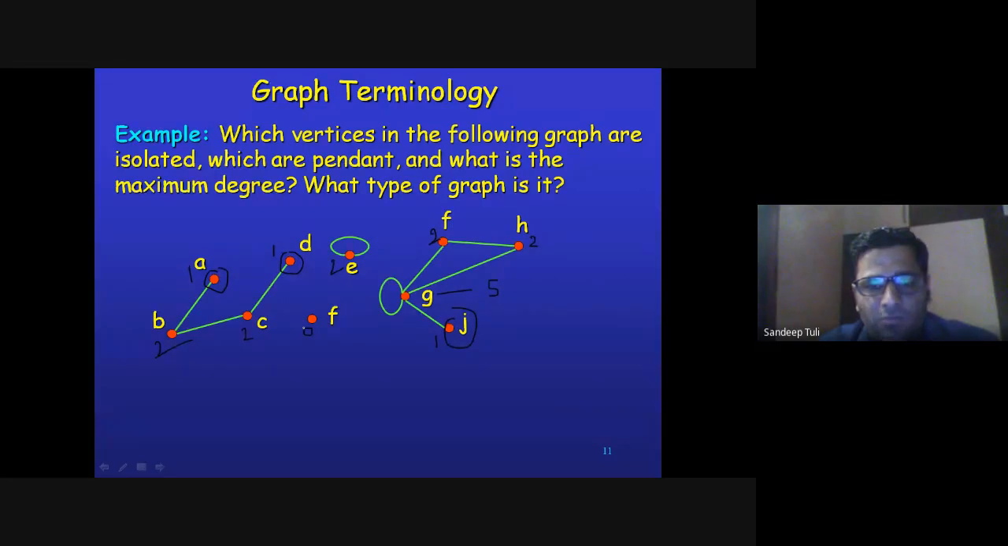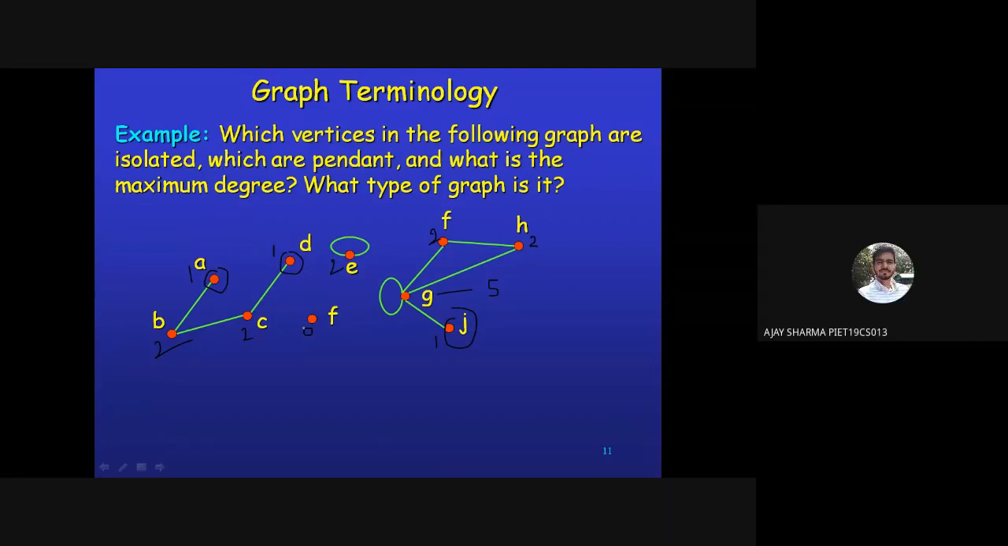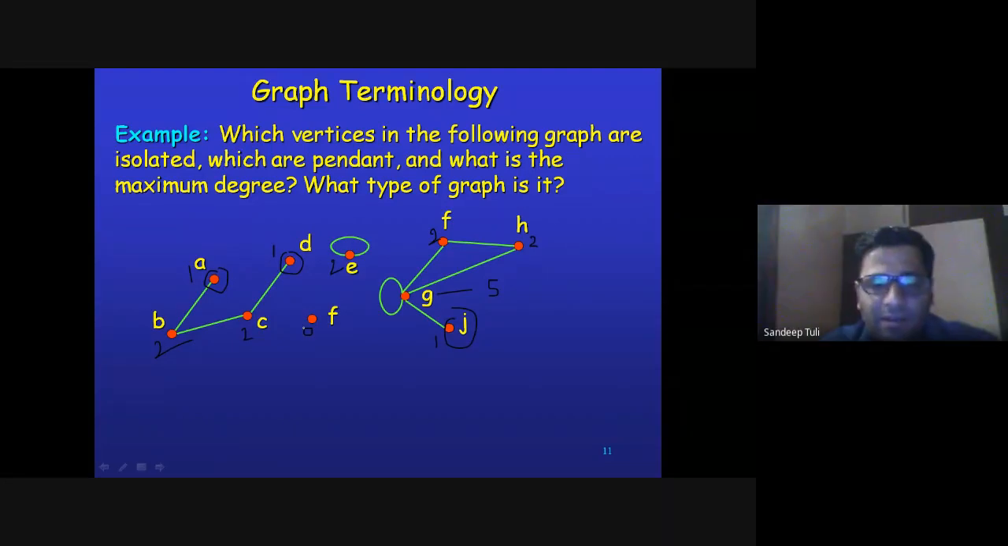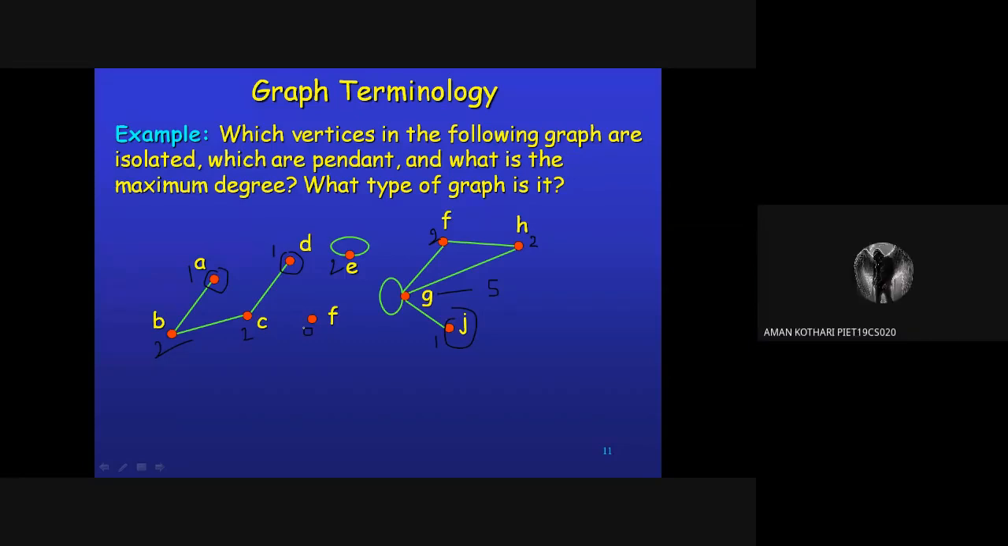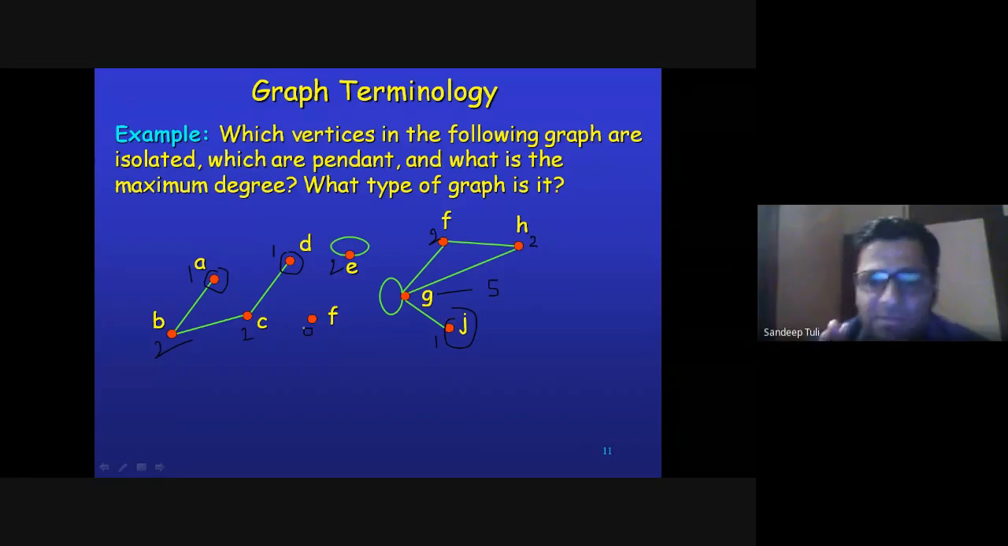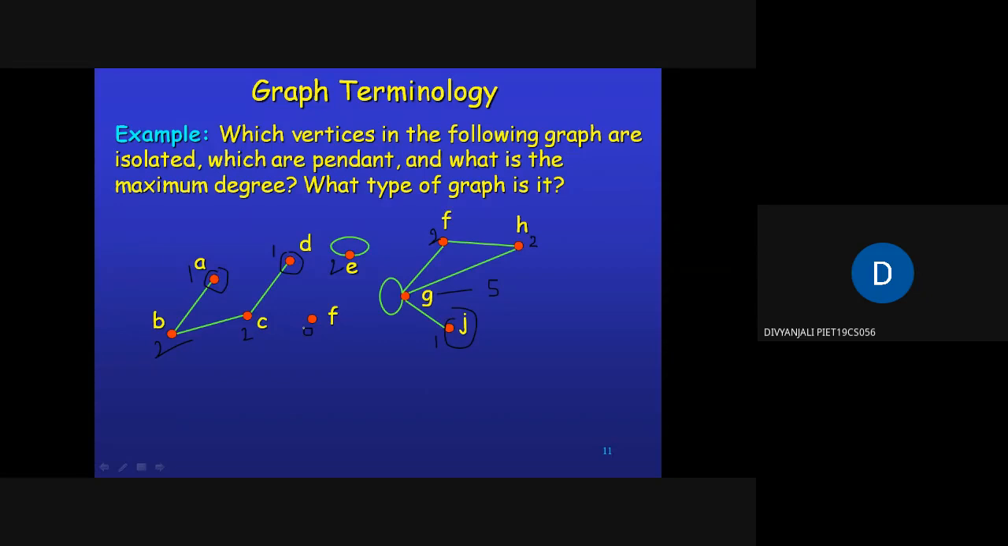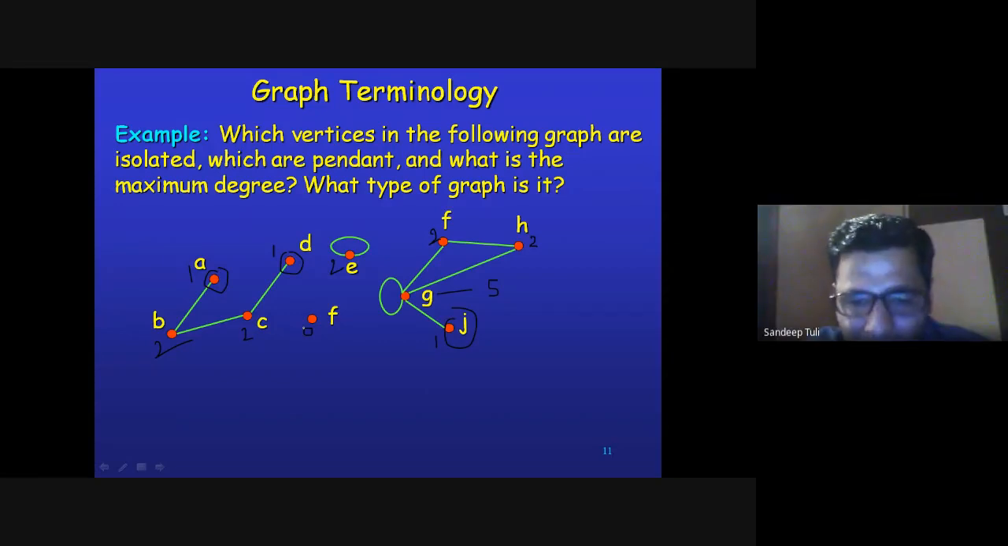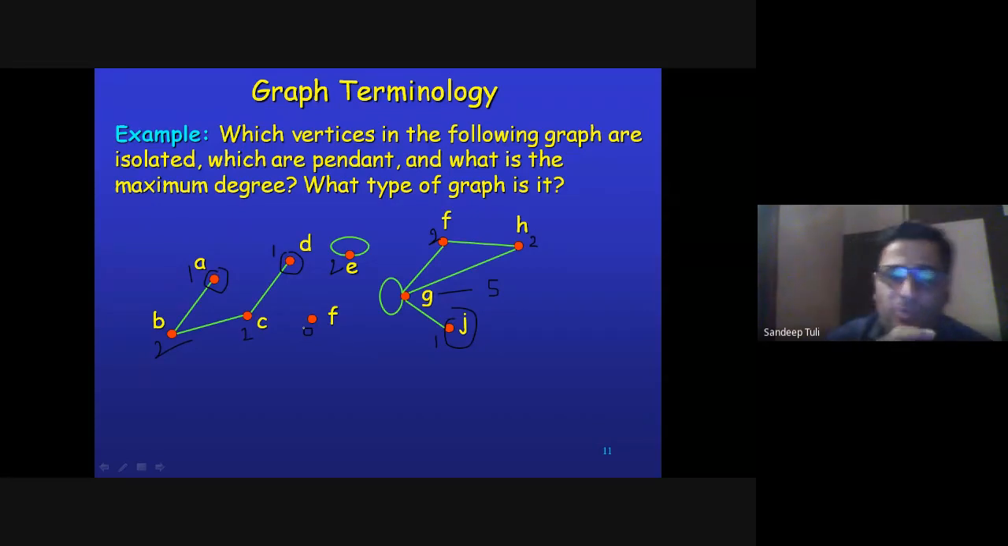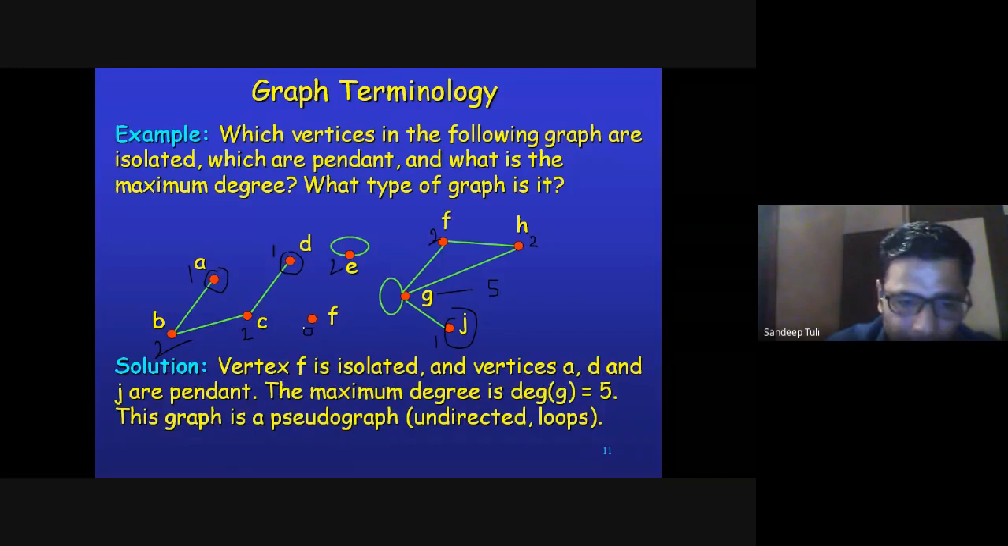Okay. Now which type of graph is it? Undirected? Complex? No, the terms you have studied. Mixed graph should have directed and undirected edges both. This is a simple graph. Very good, a simple undirected graph. One more term you can use over there: some loops are also there, that's why it is also known as a pseudograph.